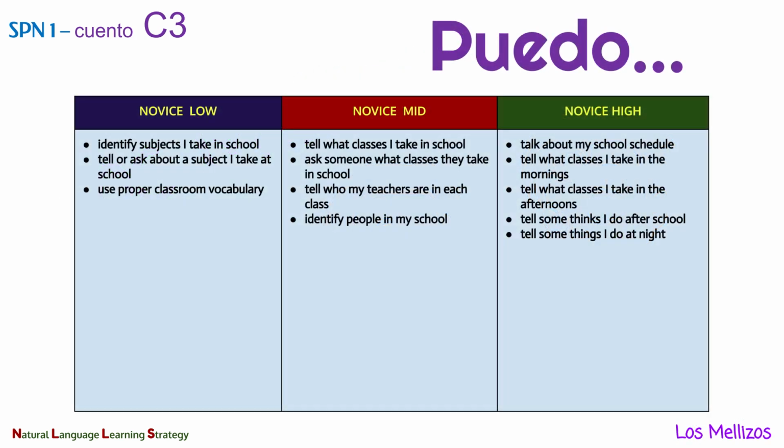On the screen, you can see our goals for the story section. These I can statements are the things you should be able to communicate by the end of the section. As you can see, they're broken up into 3 categories: novice low, novice mid, and novice high. These are called levels of proficiency. Proficiency is basically how well someone speaks a language.